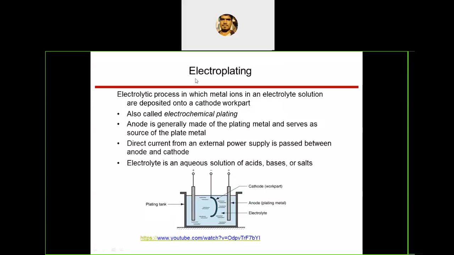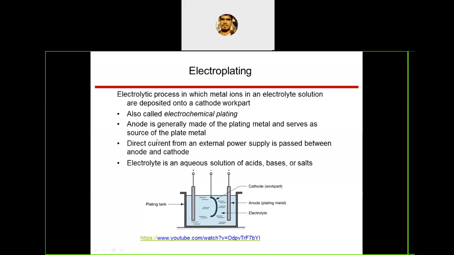Coming to one important process, electroplating. In electroplating, metal ions in an electrolyte solution are deposited onto the cathode work part. The entire substrate and the other target are both immersed in a solution, and that solution is called the electrolyte solution. It is also called electrochemical plating.